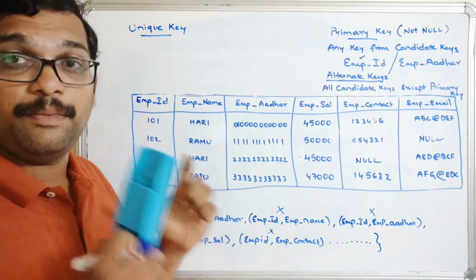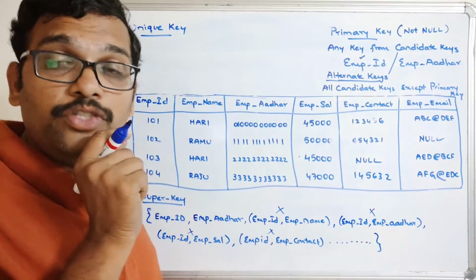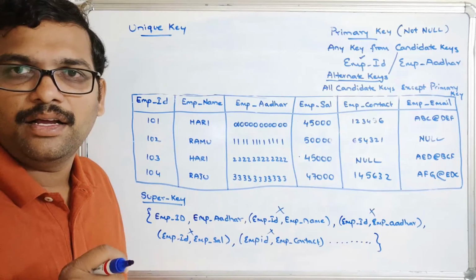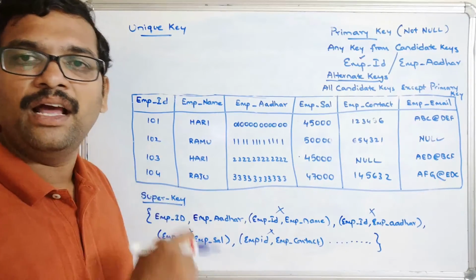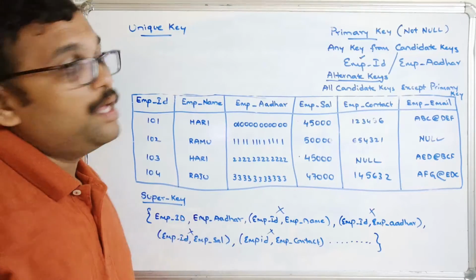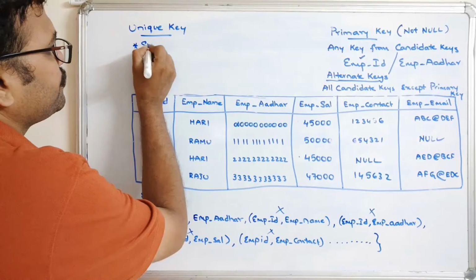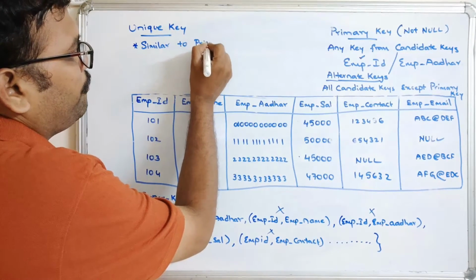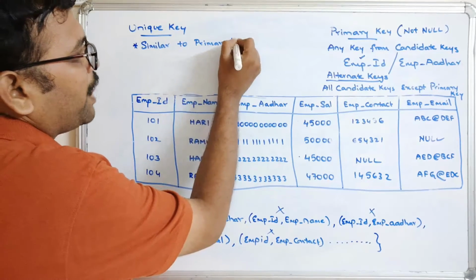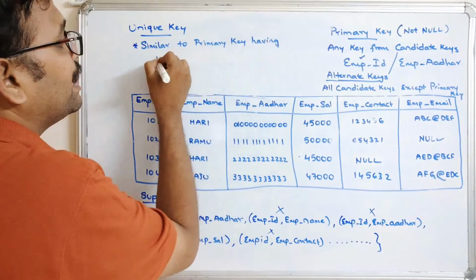Such types of attributes we have to consider as a primary key, and it should not be given as a null. So there should be an employee ID and there should be an employee Aadhaar number. And similarly, a unique key is similar to a primary key, but it can have null.